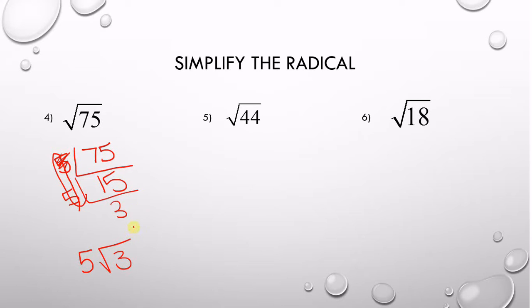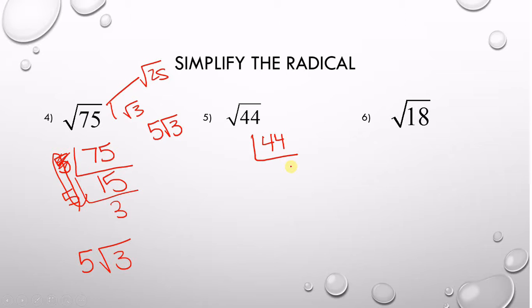If you do it the other way, finding the perfect square, you get the square root of 25 and the square root of 3, or 5 square roots of 3. Both of them will get you the same answer. It depends which one works best for you. I'll show you a few more times how to do it this way, so you have an idea in case you want to do it that way.